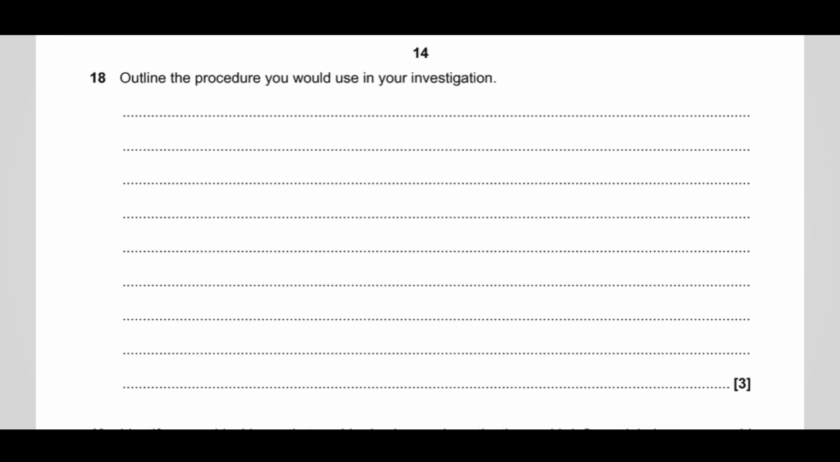For number 18, outline the procedure that you would use in your investigation. This is one that a lot of my students seem to struggle with. Now, in reality, it's quite straightforward. For 3 marks, you just need to identify 3 features of your study. Come up with a feasible study, one that would make sense in your head, and then use that to identify 3 features for 3 marks.